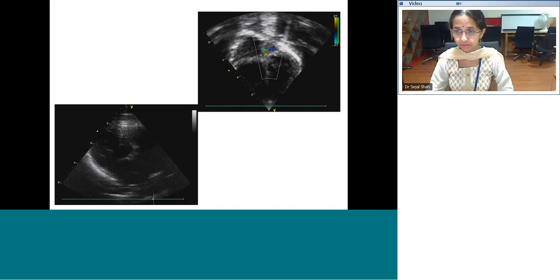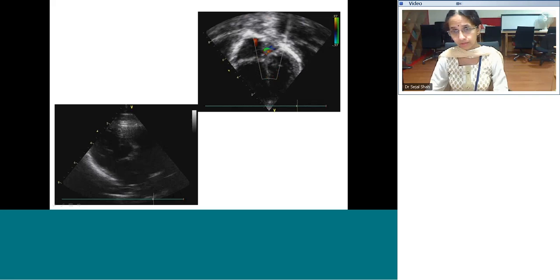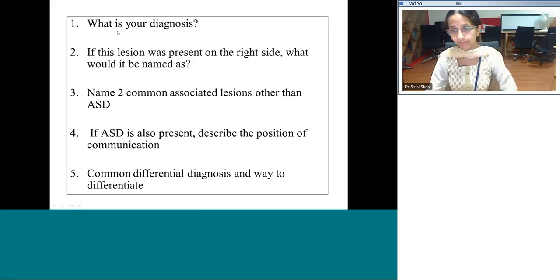Yes. So I get one answer as supramitral ring. So you need to tell what is the diagnosis. So one possibility is a supramitral ring. Do you have any differential diagnosis? Yes, so I get lots of answers. So it's called cor triatriatum sinister. Yes, so you have two possibilities in this child. One is a supramitral ring, second is a cor triatriatum sinister.